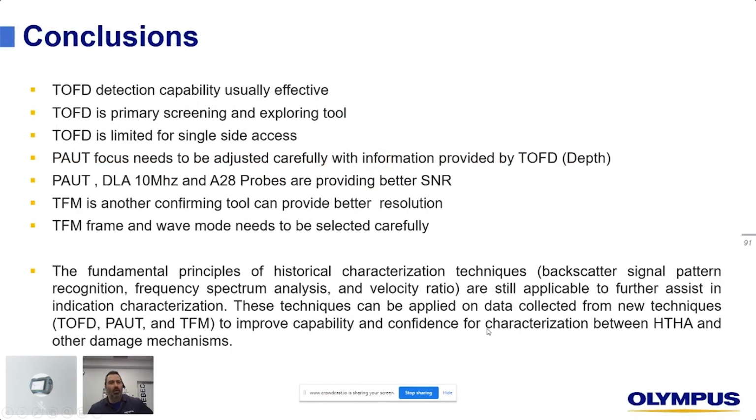In conclusion, Tuft detection capability is usually a very effective tool. Tuft is primarily a screening and exploring tool. It's limited for single side access, so pipe to component, for example, because if you want to inspect a weld, you need each transducer to be sitting on either side of said weld. Phased array focus needs to be adjusted carefully with information provided by Tuft.